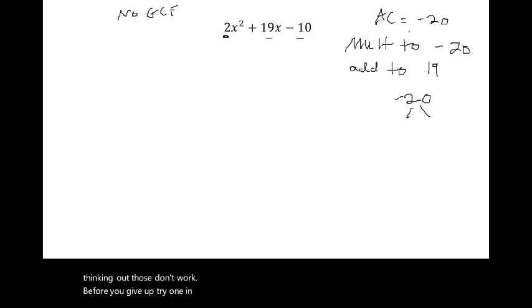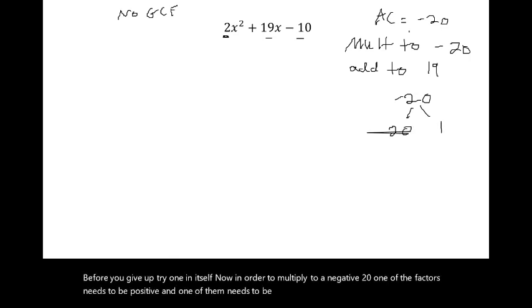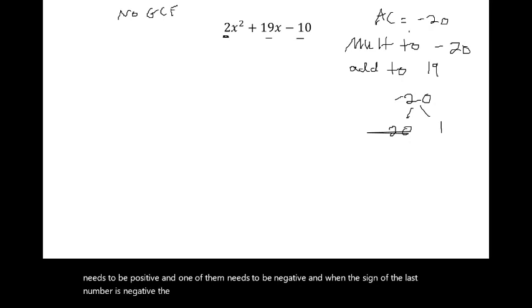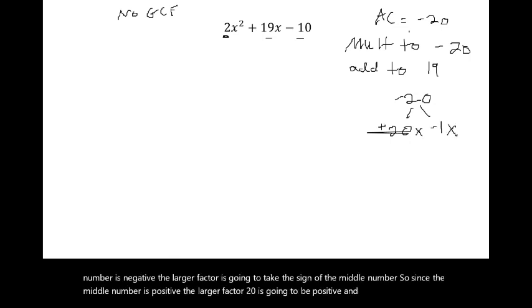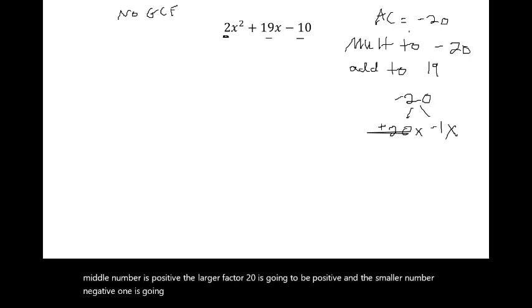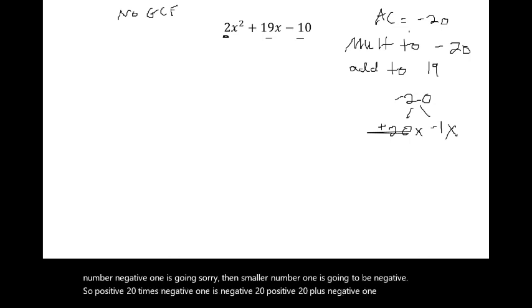Now, in order to multiply to a negative 20, one of the factors needs to be positive and one of them needs to be negative. And when the sign of the last number is negative, the larger factor is going to take the sign of the middle number. So since the middle number is positive, the larger factor 20 is going to be positive, and the smaller number 1 is going to be negative. So positive 20 times negative 1 is negative 20. Positive 20 plus negative 1 is positive 19.